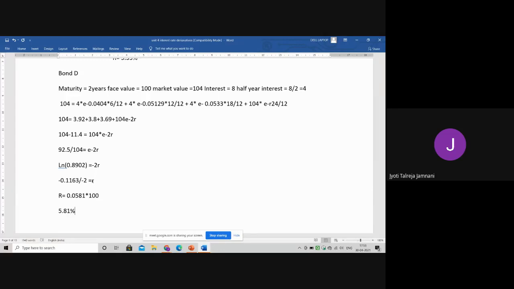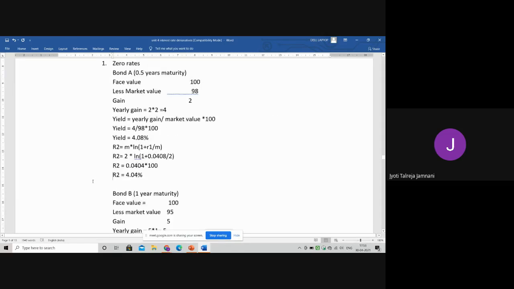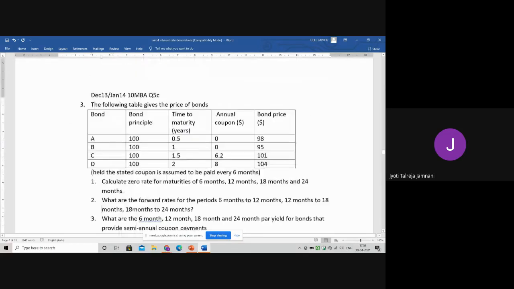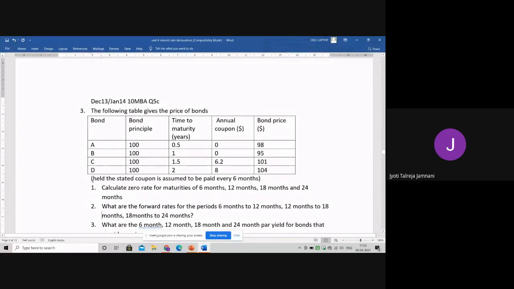So we have finished the first part, that is finding the zero rates for all the maturities for bonds A, B, C, and D. Next, they have asked the second question: what are the forward rates for the period 6 month to 12 month, 12 to 18, 18 to 24? So we'll check how much we get there.